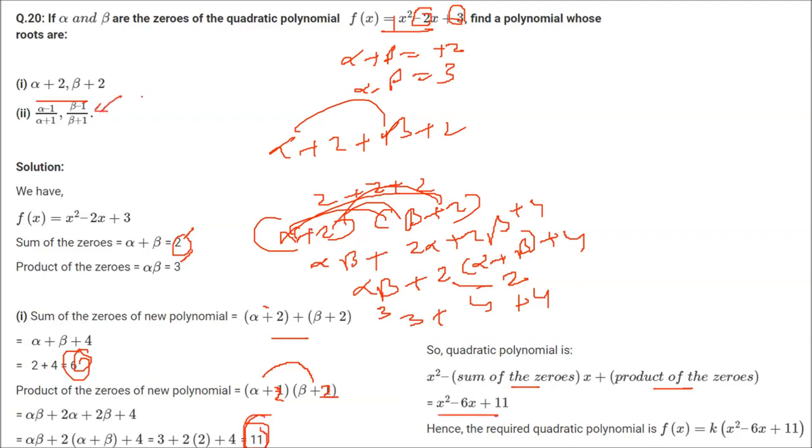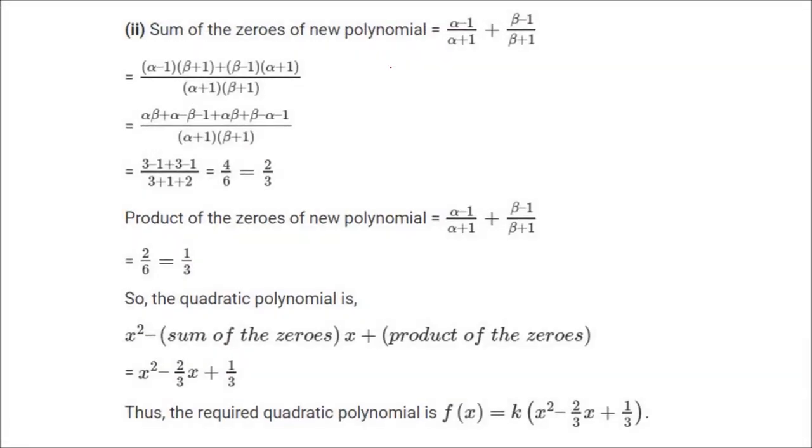So let us go to this one. Here let us add them. How do we add them? First alpha minus 1 into beta plus 1, then alpha plus 1 into beta minus 1, then alpha minus 1 into beta plus 1, alpha plus 1 into beta plus 1. So this is alpha beta plus alpha, then minus beta and minus 1. Then this is beta alpha plus beta, and then minus alpha and minus 1.